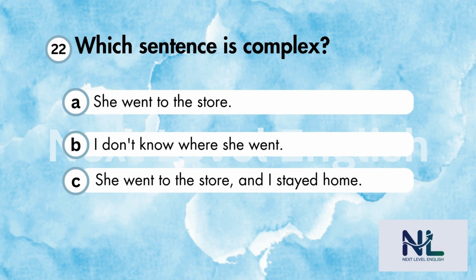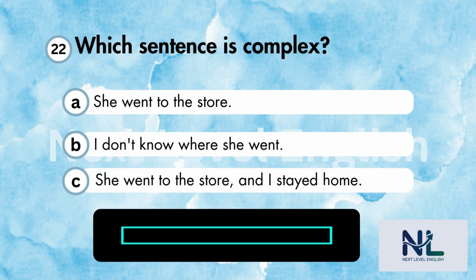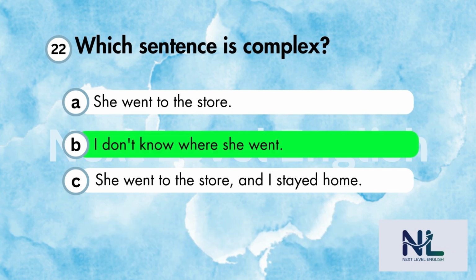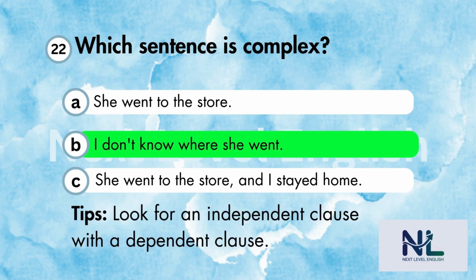22. Which sentence is complex? I don't know where she went. Tips: look for an independent clause with a dependent clause.